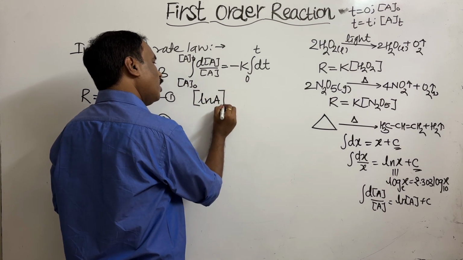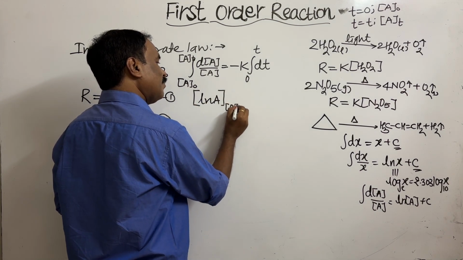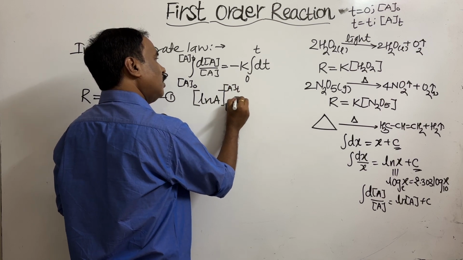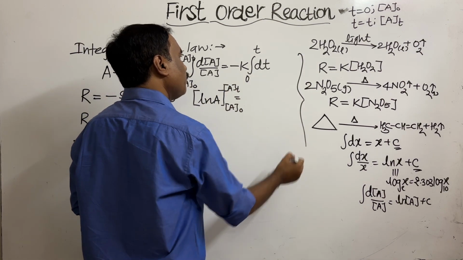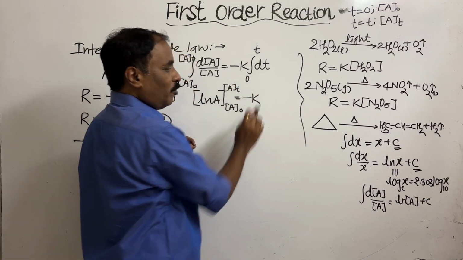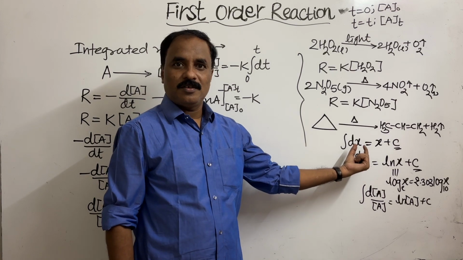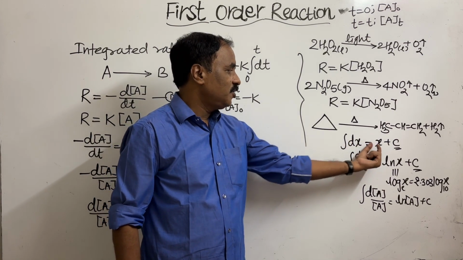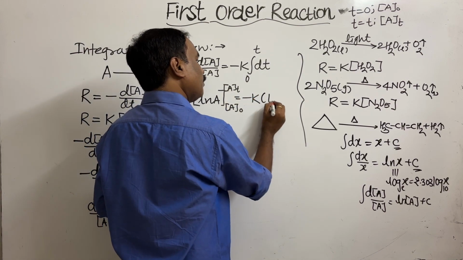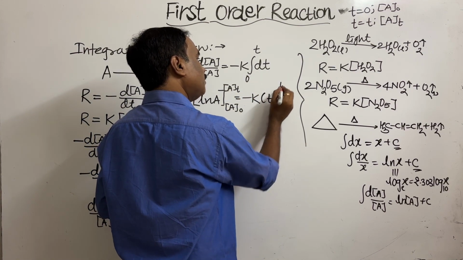Now limits, lower limit of this A0. What is upper limit? It is AT. Is equal to, now minus k. Now what is integration of dt? It is like dx. So integration of dx is equal to x plus c. यहाँ पर integration of dt it will be what? t. What are limits? 0 to t.